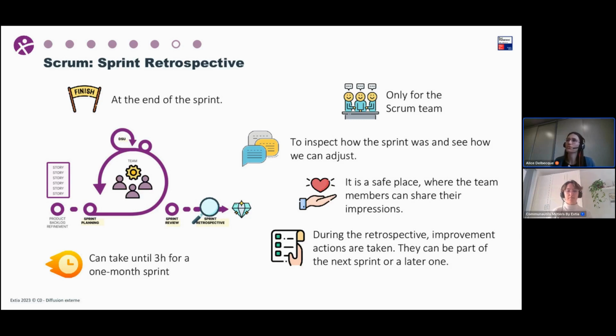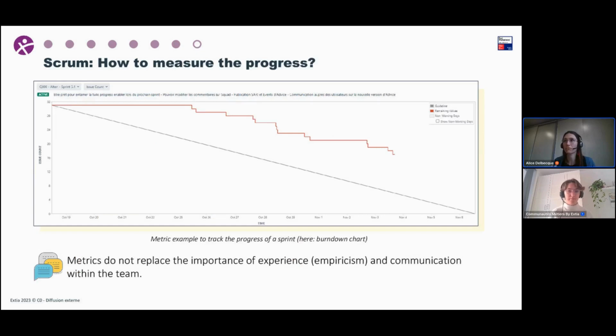Now I just wanted to also show you a quick slide about the metrics and how we can measure the progress. Because often the team or the manager wants us to have some KPIs. And the only good metric for a team is honestly the number of users. If you have a product with fewer and fewer users, then it means that you have a problem. But if you have a product with more and more users, it means that it's good.